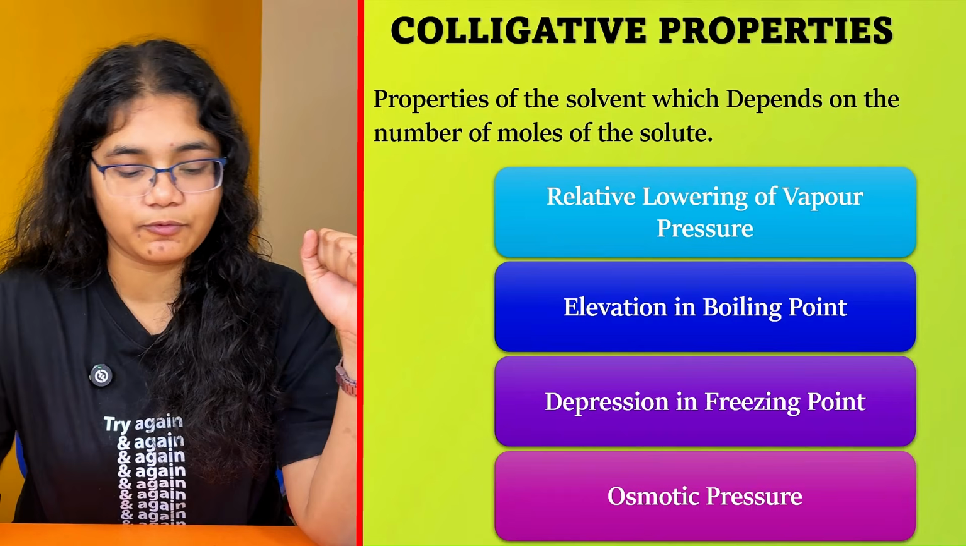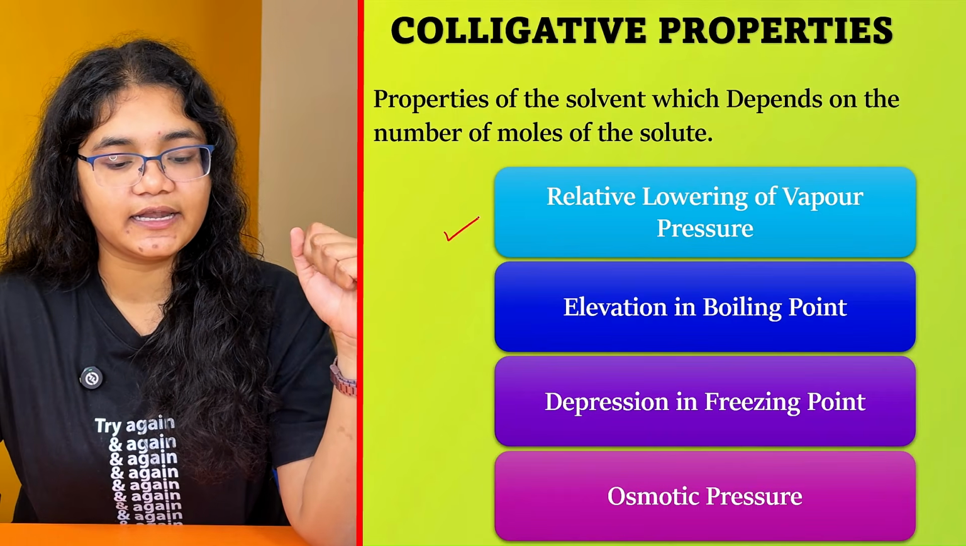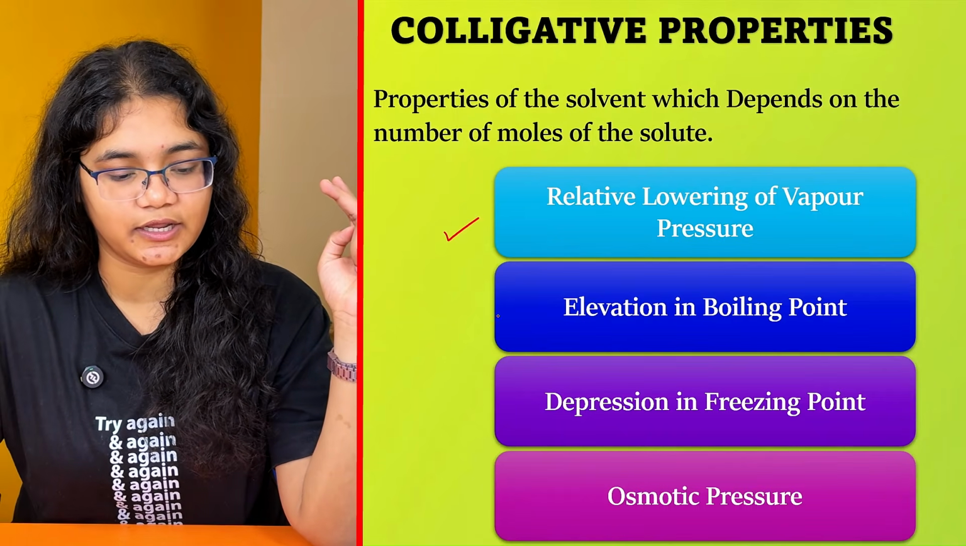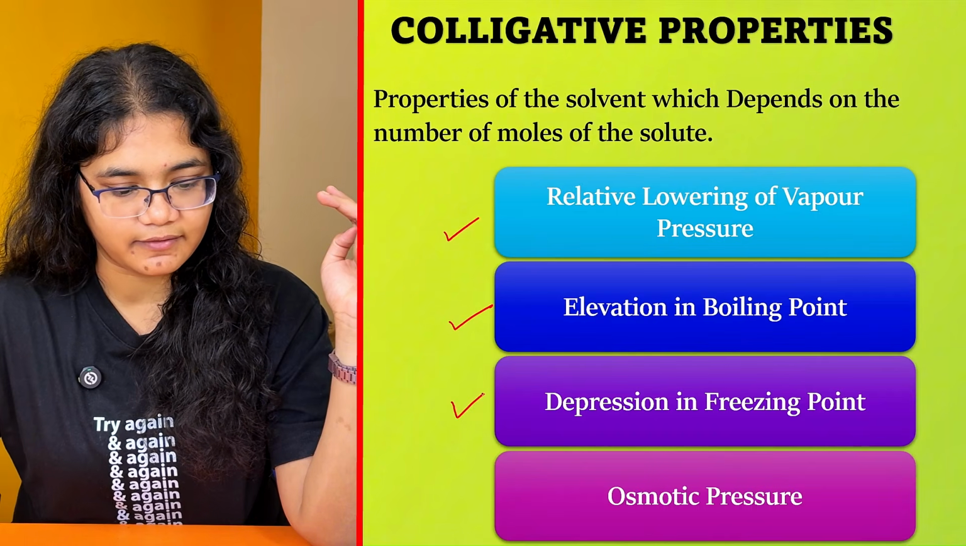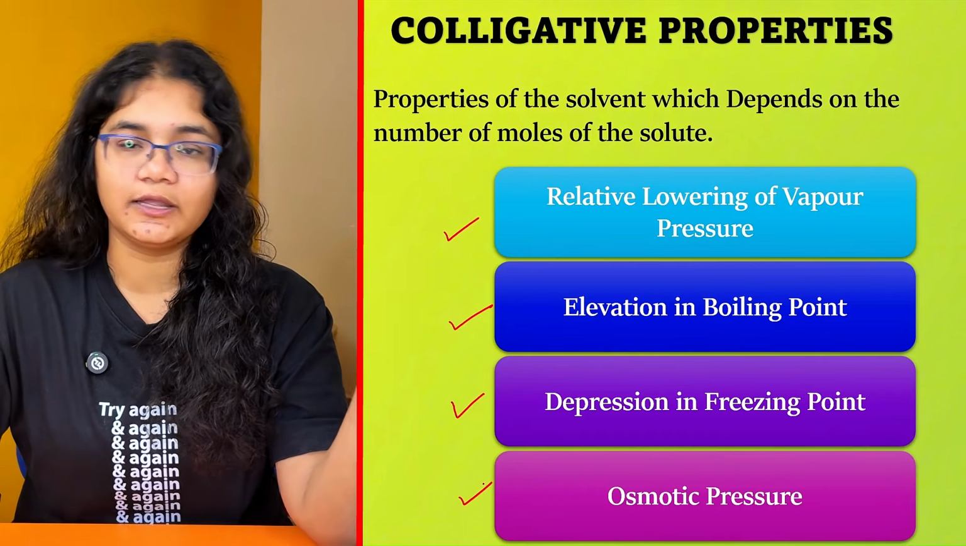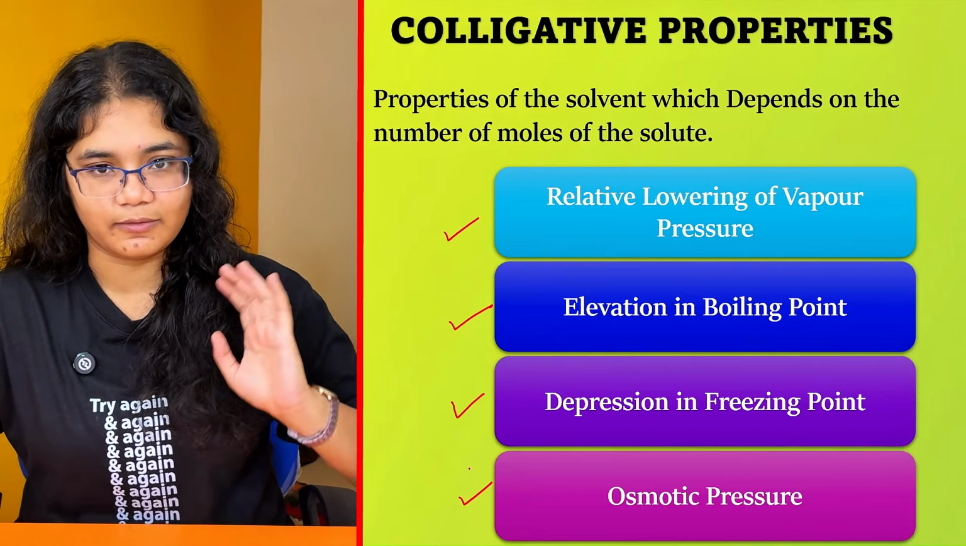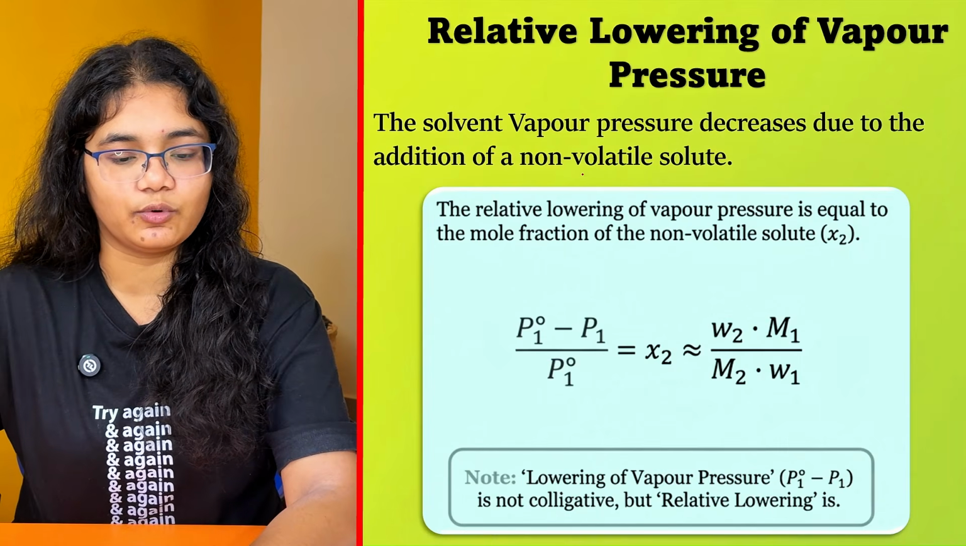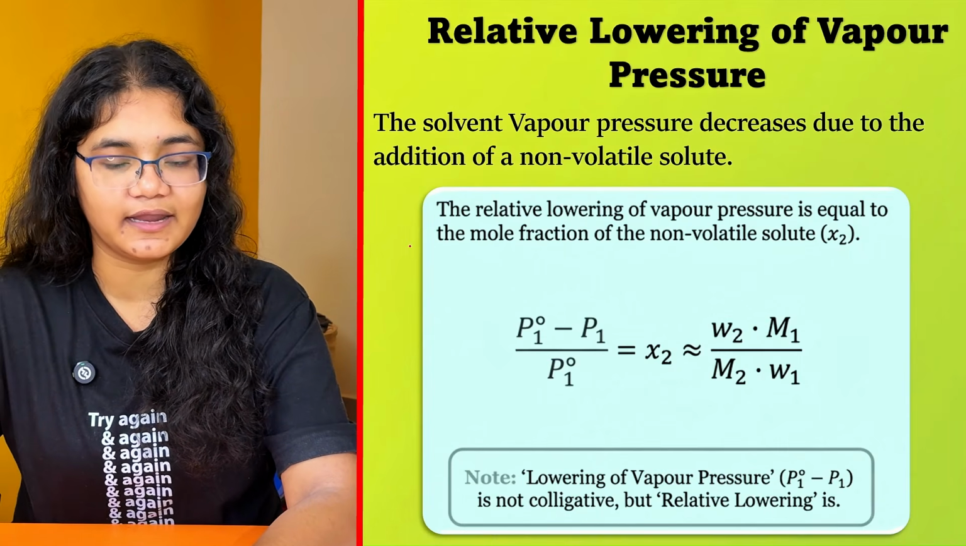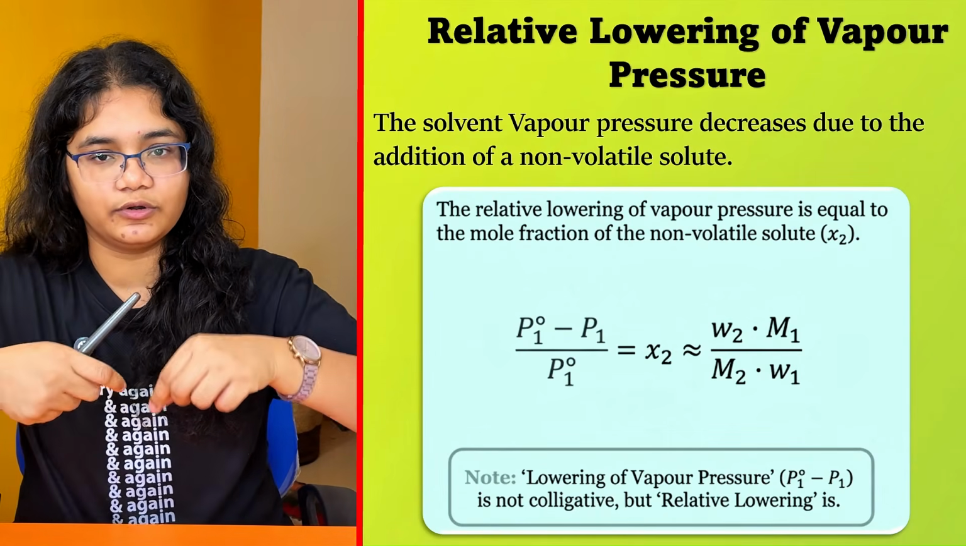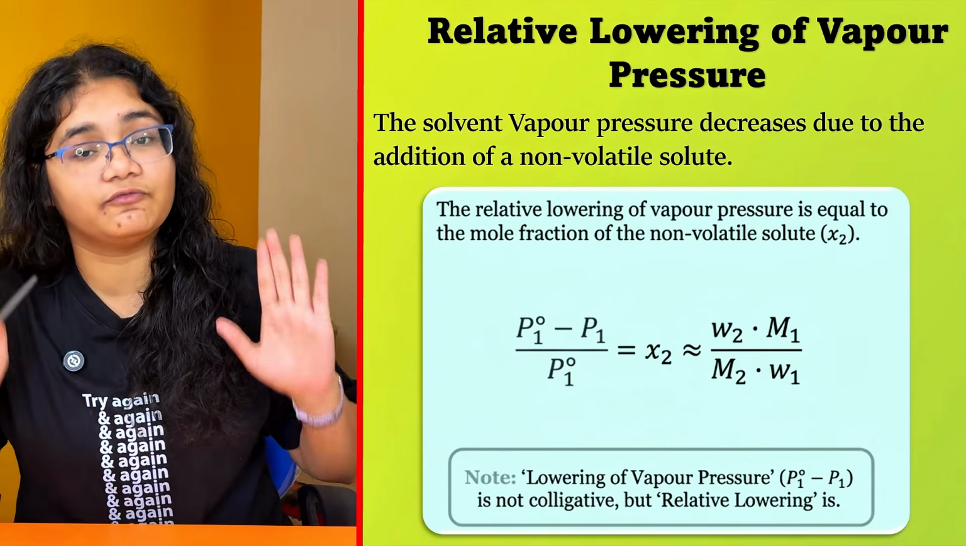So how many colligative properties do we have? The first one is relative lowering of vapor pressure, then elevation in boiling point, then depression in freezing point, and osmotic pressure. We'll study all of them one by one. So let's start with relative lowering of vapor pressure. Understand that whenever you add a solute to a solution, the vapor pressure will decrease.